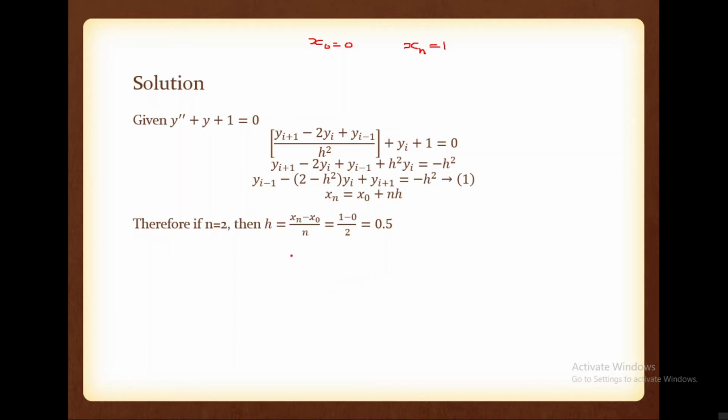Now what is given? x0 is given, x0 is 0 and y0 equals 0. This is the given value, the first value. Now what is the next point? x1. What is x1? x0 plus h.